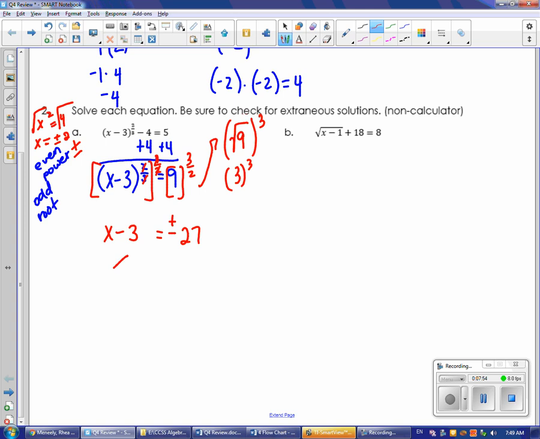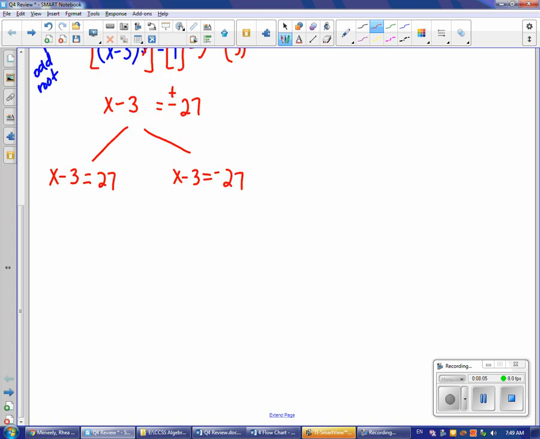So I find it easier to just separate the problem at this point. So that means x minus 3 could be a positive 27, but x minus 3 could also be a negative 27. And so then I'm just going to solve each of these remaining equations. If I add 3 to this equation, I'm going to get x equals 30. If I add 3 over here, though, I'm going to get that x is equal to negative 24. And that means there are 2 possible values of x that will satisfy this equation.